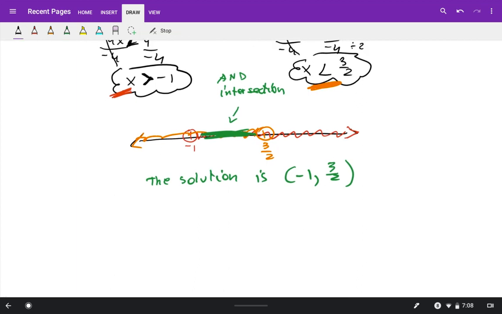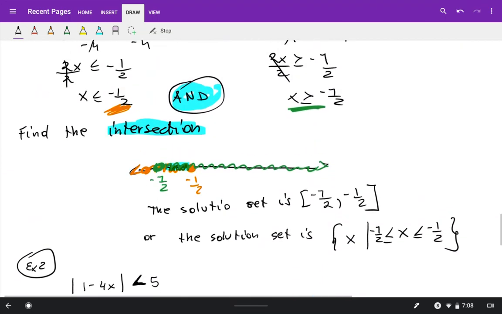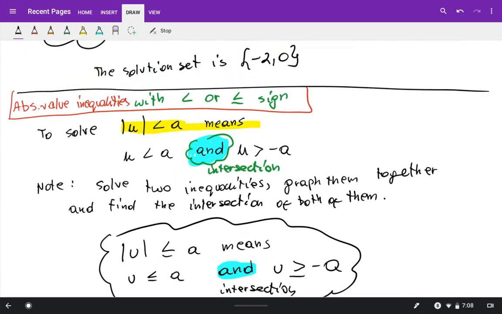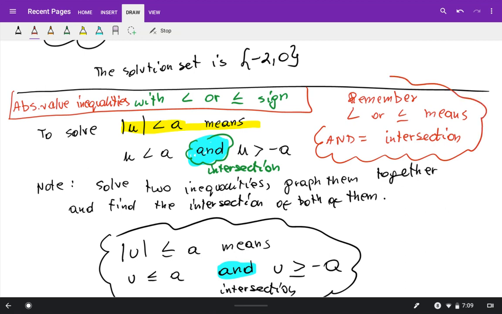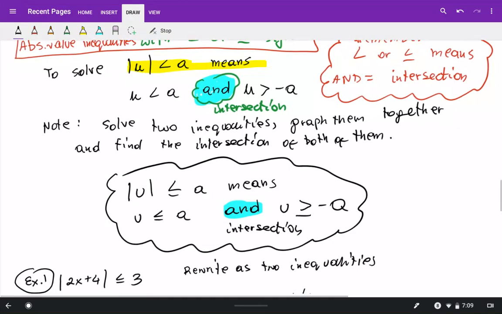Okay. So next what we're going to do, so that was solving absolute value inequalities with the less than or less than or equal sign. So just remember, less than or less than or equal means and, which is equal to intersection. Just remember that.